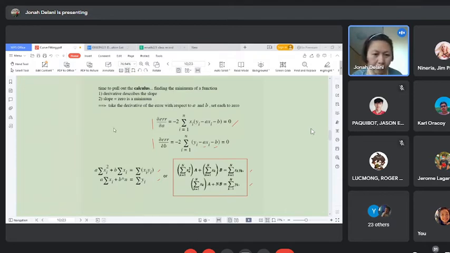For the second, the summation of x times a plus n times b. The second equation would be the sum of x times a plus nb equals the sum of y.